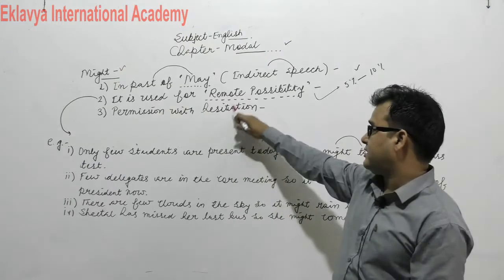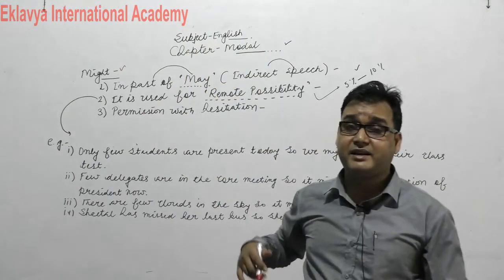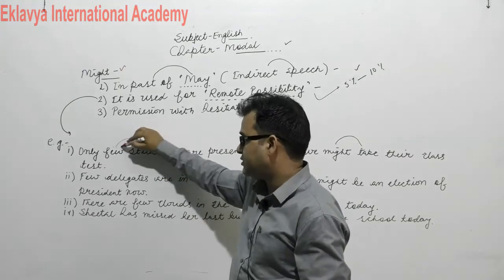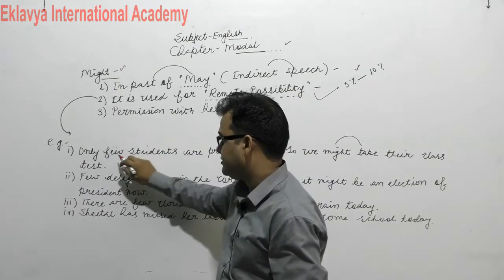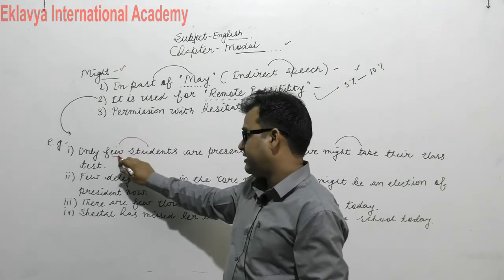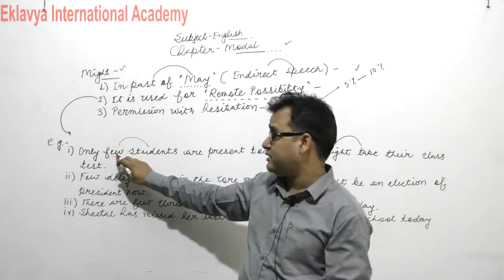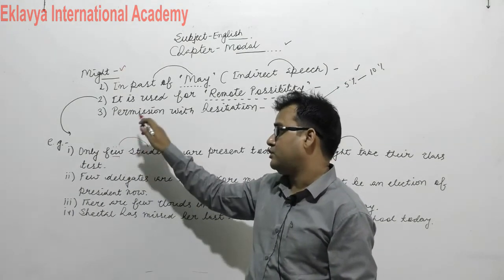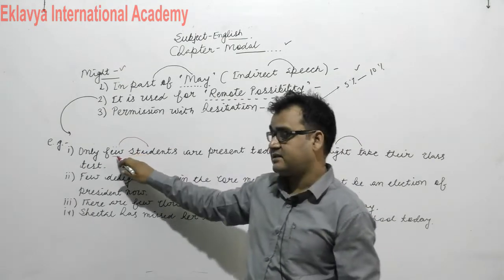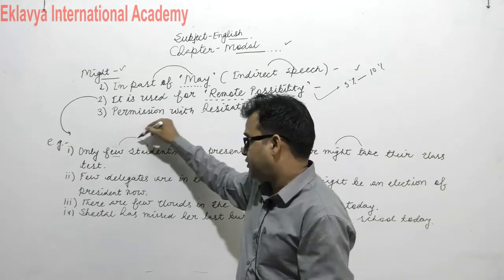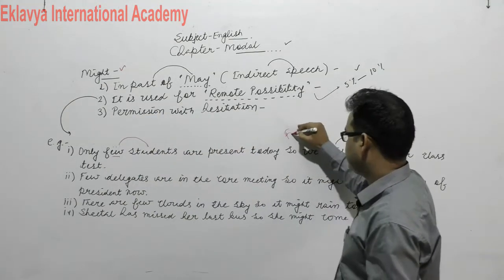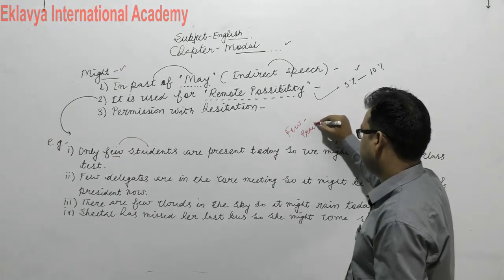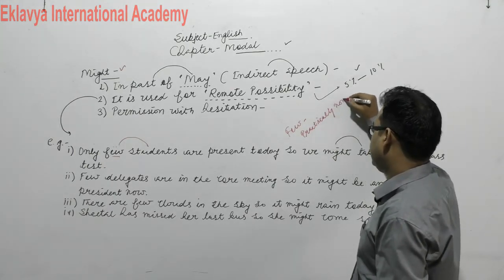The point number first is, it is used for remote possibility. The might modal is used for remote possibility. Where there is negation in possibility, we'll use the might modal. So example number first is only few students. The word few basically speaks about auxiliary determiners that play a role of adjective in a sentence. The given word few is a determiner. It plays a role of adjective in a sentence because it qualifies the noun here, few students. It is qualifying the noun here, that's why it's an adjective or determiner. It's a rule of grammar. So the use of few, and the meaning of few, is practically none.